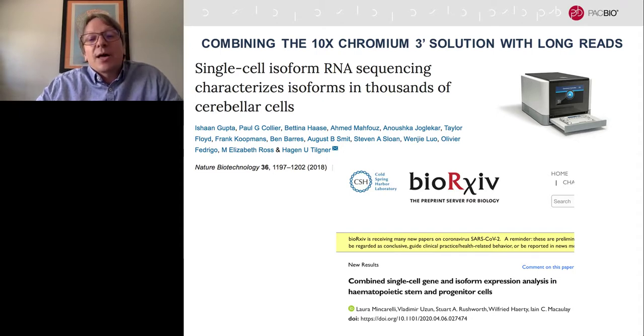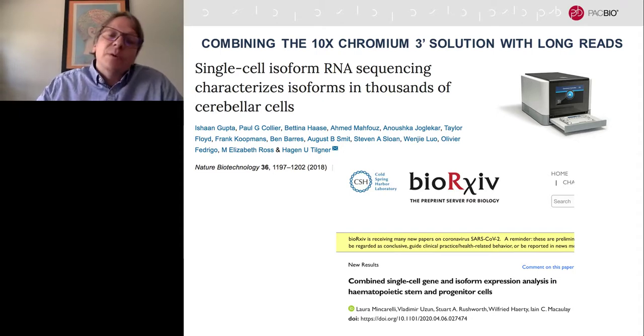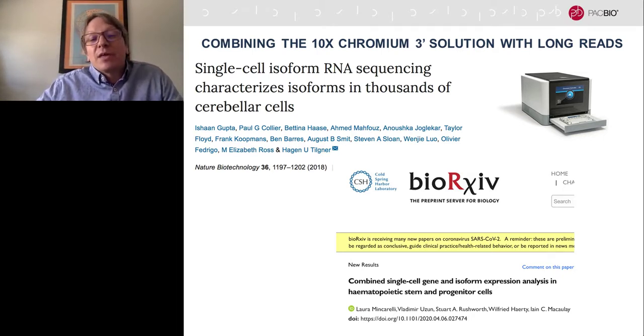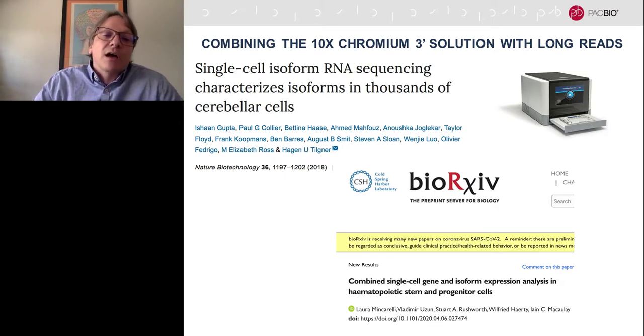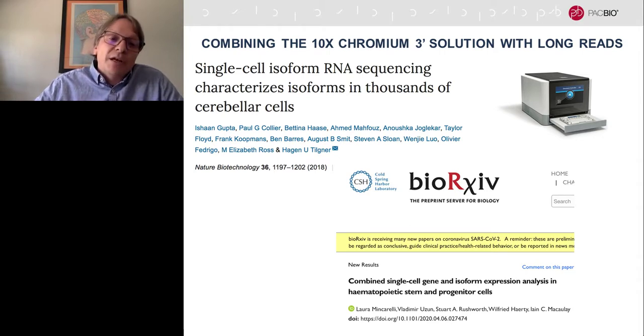So I'm going to talk about a couple of different platforms that we've used for this kind of analysis. And one that I'm not going to talk about that I've used personally, but has been used a couple of times in the field, is using the 10x Chromium 3' solution, combining this with long reads. So one of these papers is from Gupta et al. from Hagen Tilgner's lab at Cornell, where they used the Chromium instrument to study mouse brain development.